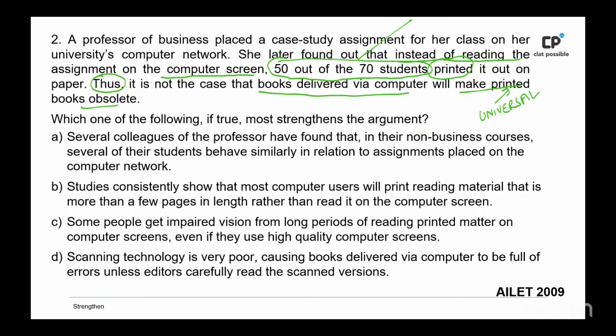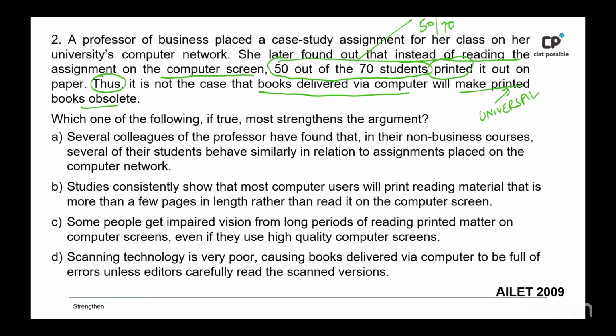And it is that sort of universal claim. Based on what evidence? 50 of 70 students in his or her classroom. Is that big enough data to support such a universal claim? That in one classroom, 50 out of 70 students behaved in a certain way. Not so big a data point to actually support that universal claim, right?